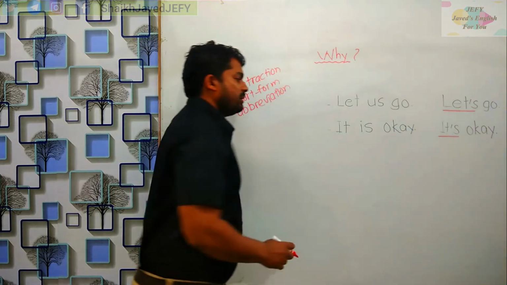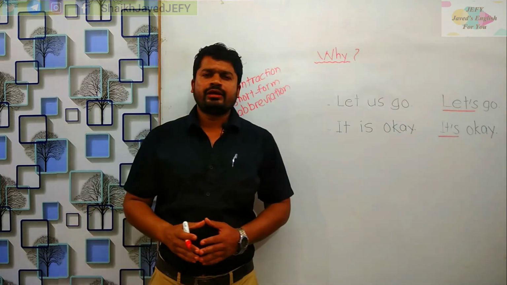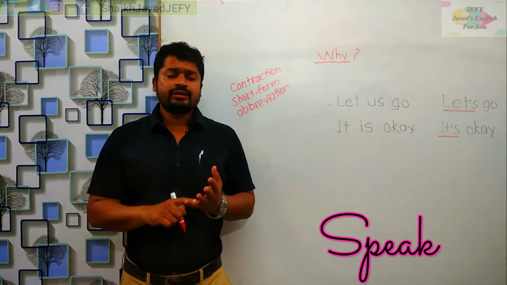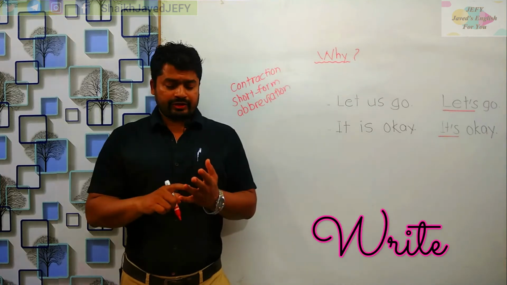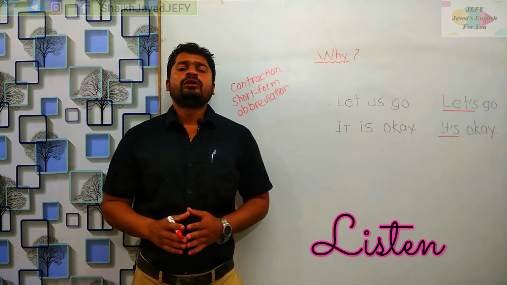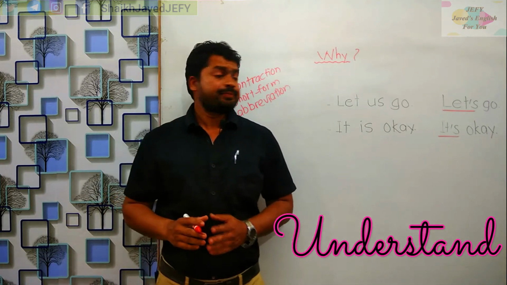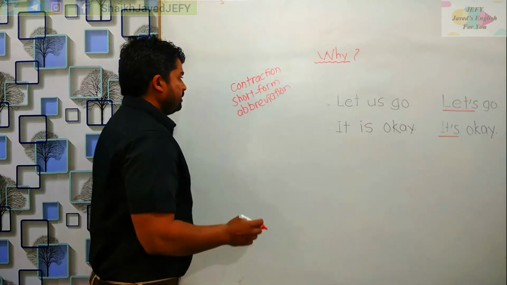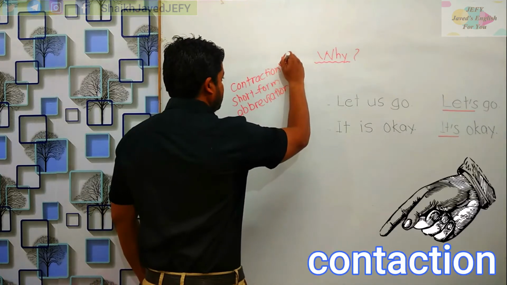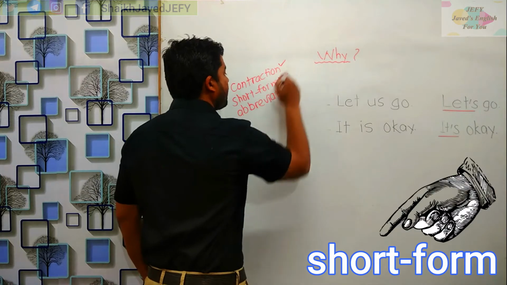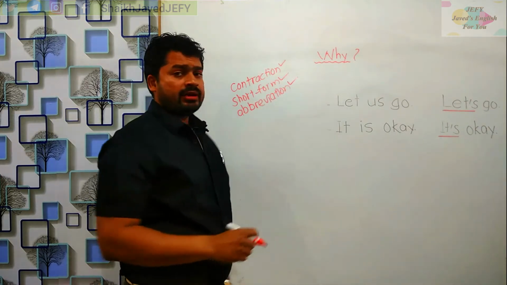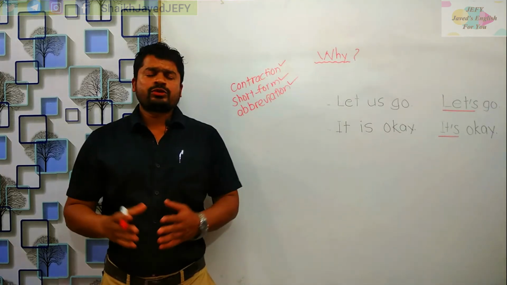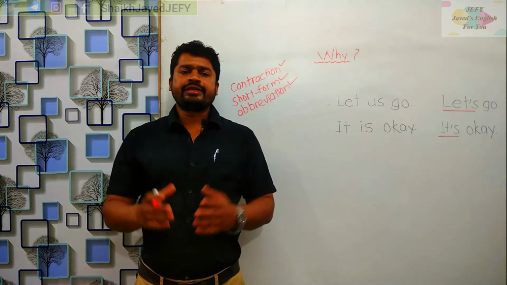contractions are helpful. They are very convenient when you speak English, when you read English, when you write English, and when you listen to English, and above all, when you understand English. People also call them contraction or short form or abbreviation. They are one and the same thing. So we use contractions for convenience.